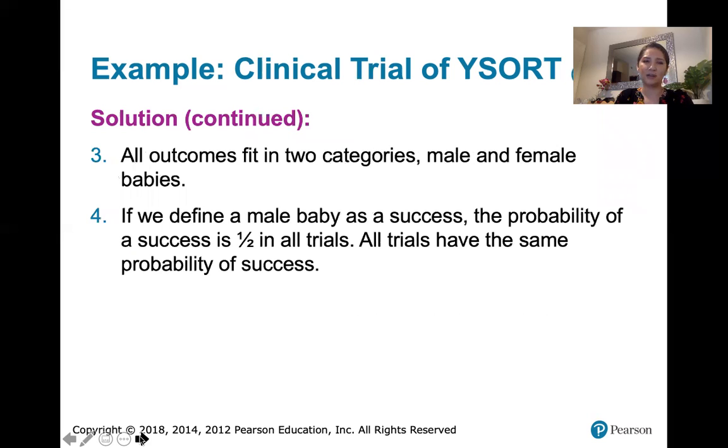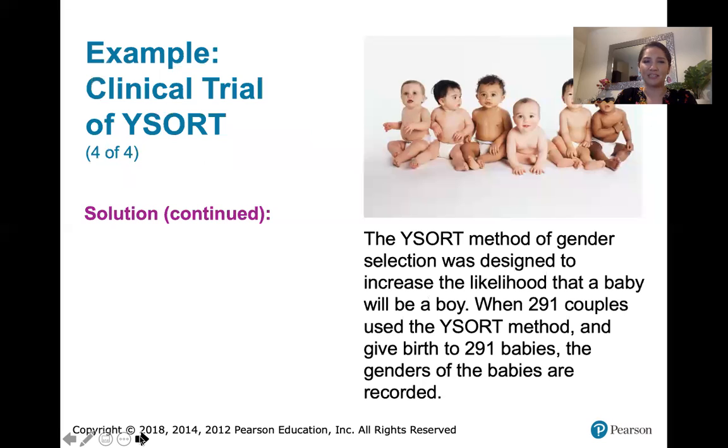Now, the last 2 requirements are that all outcomes fit into one of 2 categories. And that's absolutely true for this, because if you're looking at a birth, you either get a male baby or a female baby. And then lastly, we need to check and make sure that all trials have the same probability of success. If we choose to define a male baby as success, because these folks are trying to increase the probability of having a male baby, then the probability of success is going to be 1/2 in all trials. Since it's exactly the same probability in every trial, that means the fourth requirement for binomial probability distributions is met. So it is a procedure that yields a binomial probability distribution.